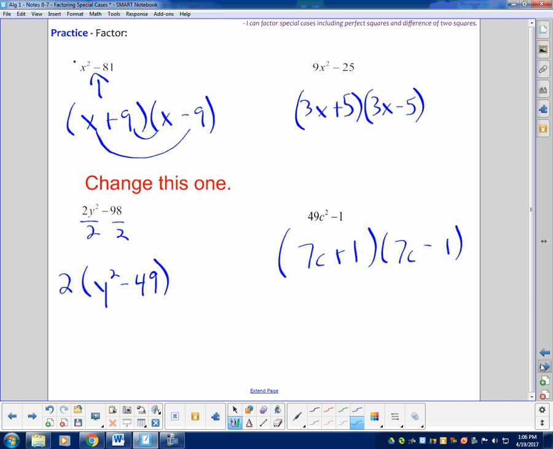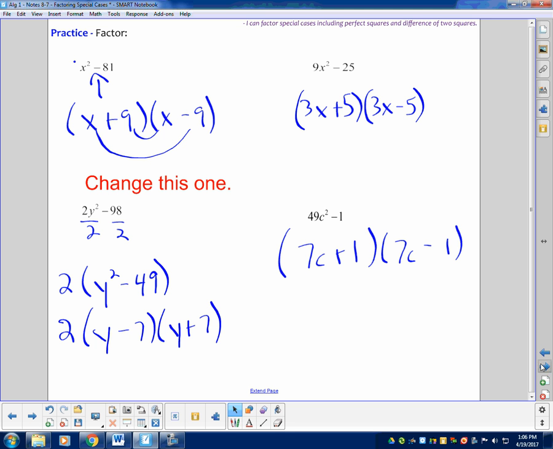Now look at what's left. Is that a difference of squares? Yes. The square root of 49 is 7. So I would factor this as what times what? The 2 only gets written down once. We've pulled it out. It's factored out. The factors that are left are y minus 7 and y plus 7.